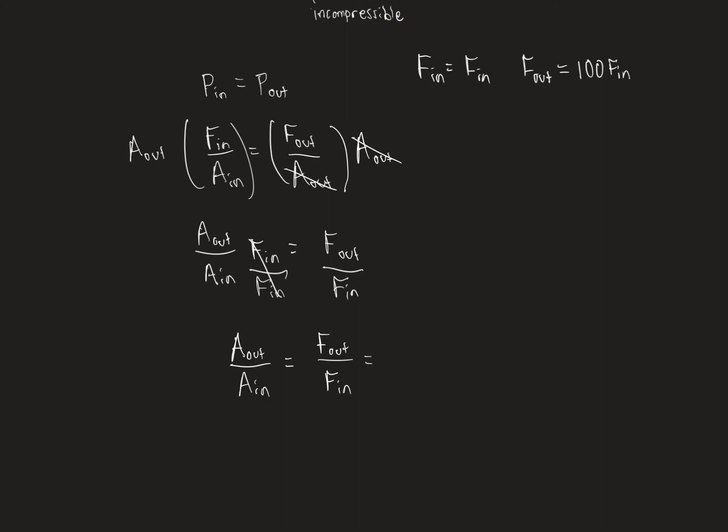Can I plug anything in? F out is 100 times F in. And what's F in? I just said F in was F in. They cancel out. And A out over A in gives me 100. So that's the ratio of my areas. Yes?